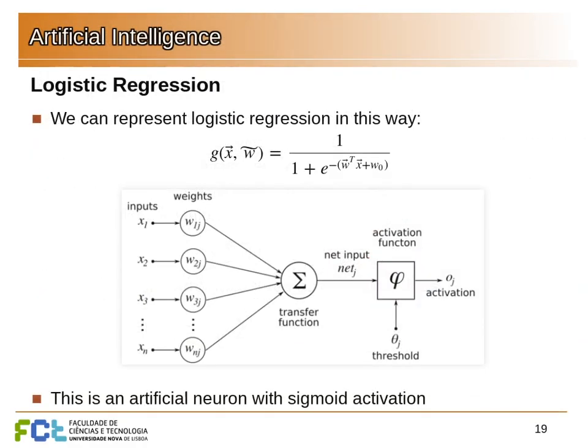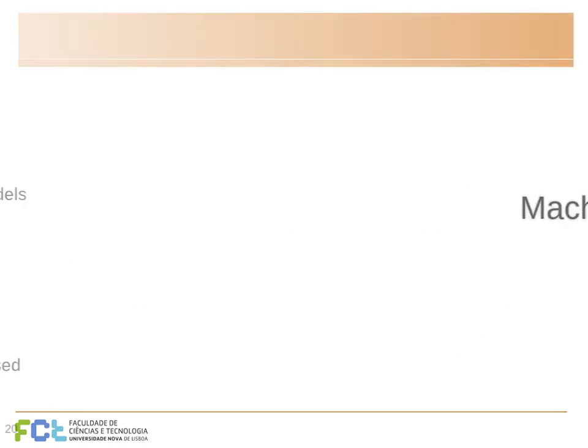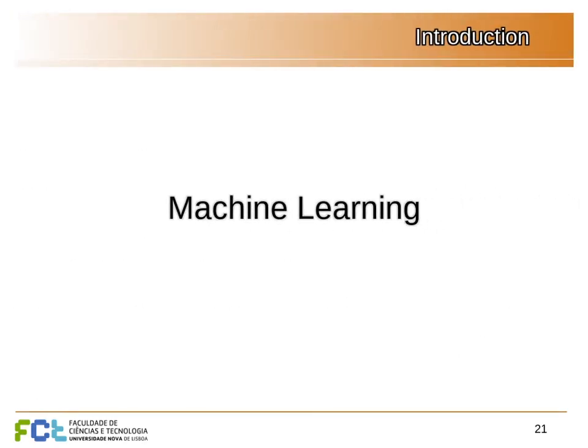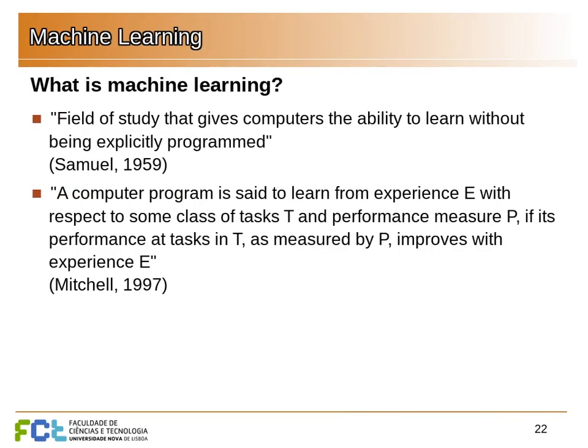But during the 70s, there was the equivalent of the backpropagation algorithm. I'm going to talk a bit about that in a few minutes. It appeared in other contexts, and in 1986, it was proven that it could be used to train networks of neurons instead of just a single neuron. So here, things pick up again a bit, not only on neural networks, but in machine learning in general, because of some ideas that were appearing.